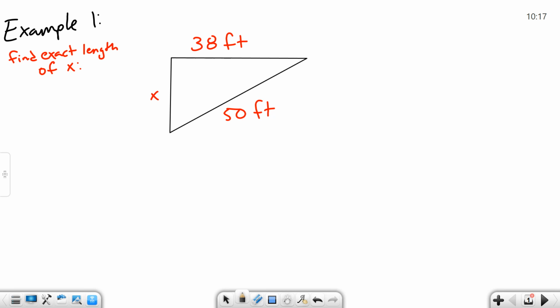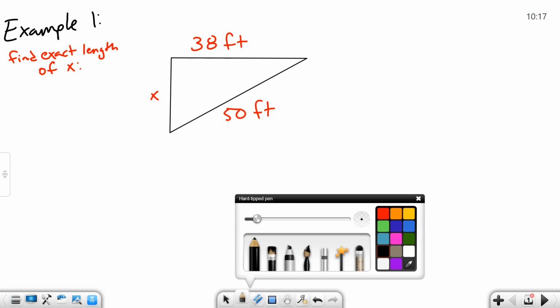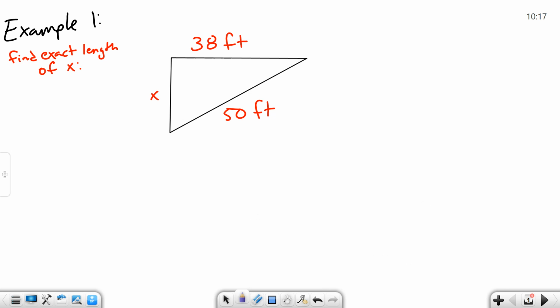Since we want to find the exact length of x, that tells me that we don't want to approximate our value. Because our right angle is here, one of these is A, one of these is B, but this long side here is going to be C. X squared plus 38 squared will be equal to 50 squared.